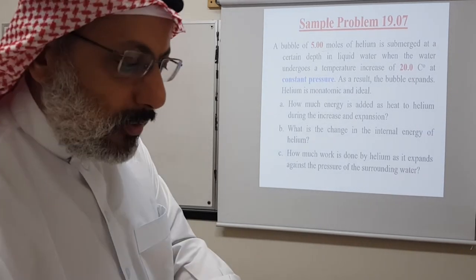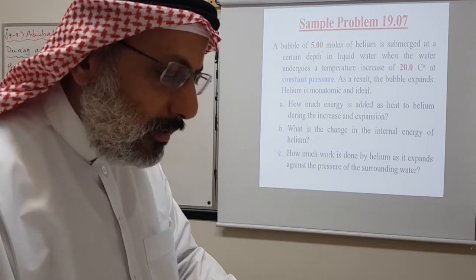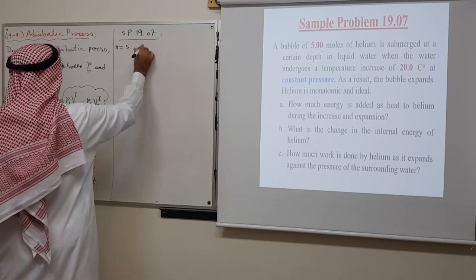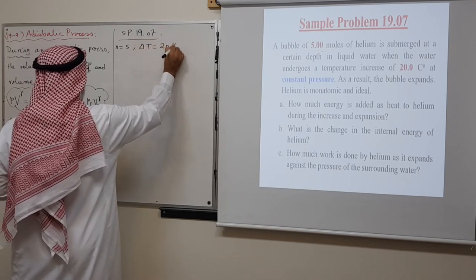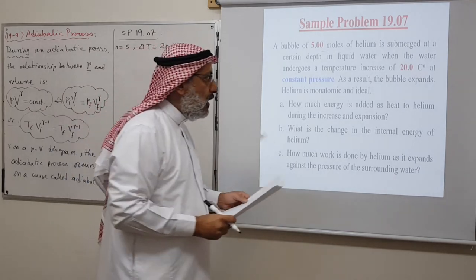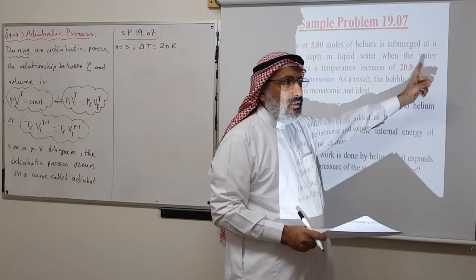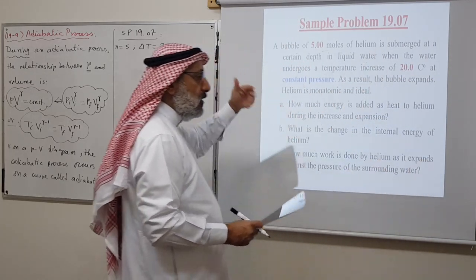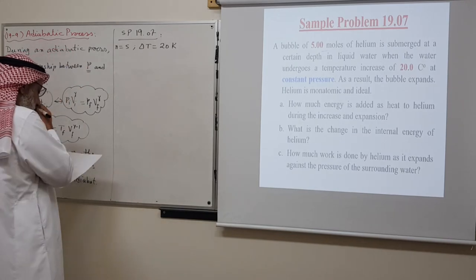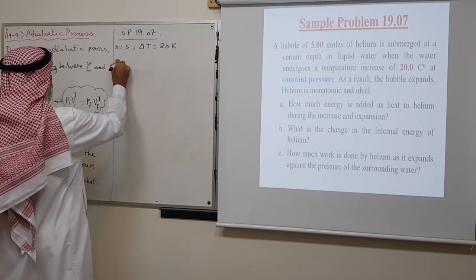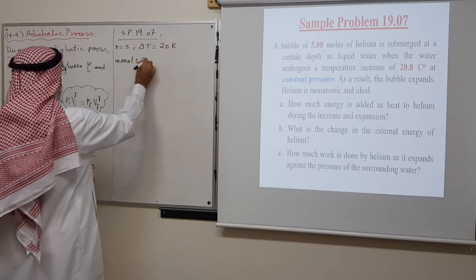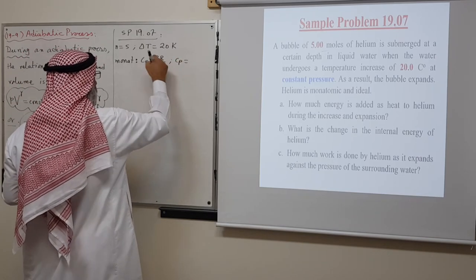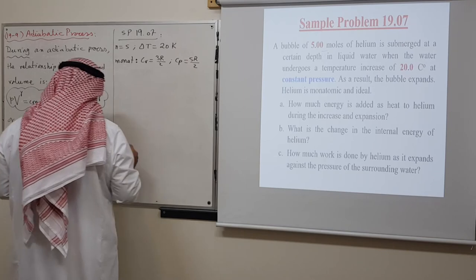What we are told in the problem is the following. We are given that N is equal to 5, delta T is 20 K. Remember in chapter 18, the first lecture, a change in the Celsius scale is the same as a change in the Kelvin scale. So the increase, this is a change now, the increase is 20 Celsius degrees, that will be the same on the Kelvin scale. CV, since helium is monatomic, CV is 3R over 2, as we saw today, and CP is R plus this, 5R over 2.